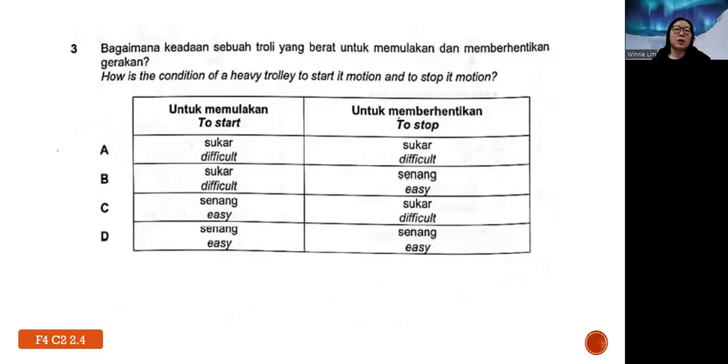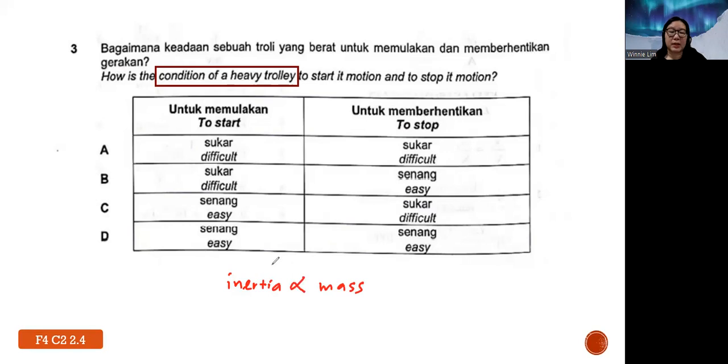Number 3, how is the condition of a heavy trolley to start its motion and to stop its motion? So in this question, the keywords here are conditions of a heavy trolley. Okay, and we actually relate this idea to inertia. The relationship between inertia and mass is that they are directly proportional. That means objects which have a greater mass have the tendency to remain at their state of rest, or if moving, they will move at a constant pace, or constant speed.